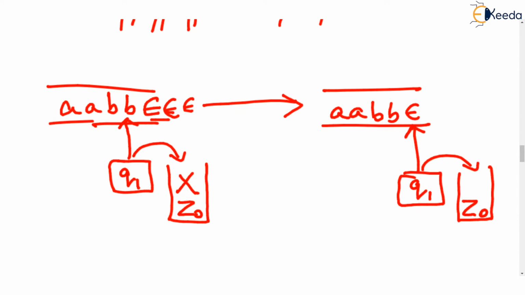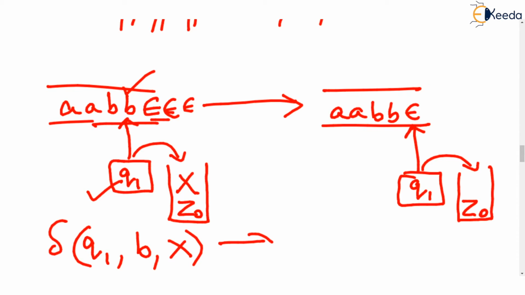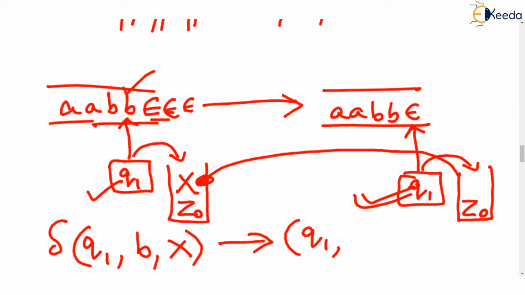Observe the input configuration. Which state are we in? Q1. What are we reading? B, correct? And what was the top of the stack? X. Let's define the delta transition function. What has the machine done? It is still in Q1 state, and you notice that this x has now been removed. You can see that x has been replaced with epsilon. Epsilon means nothing. So this is clearly a pop operation. I hope you are understanding.